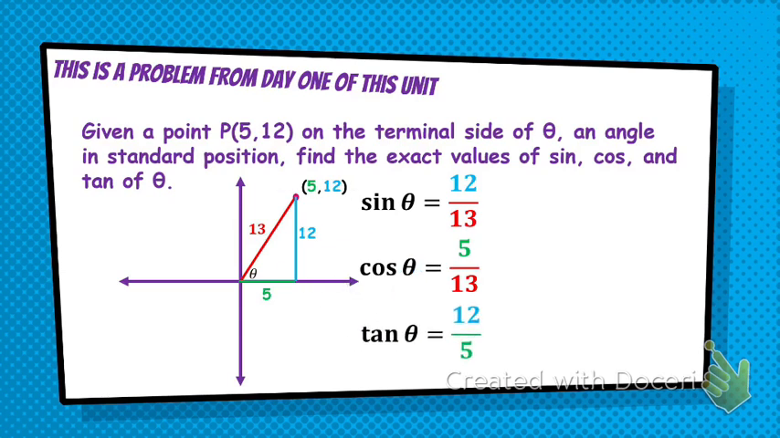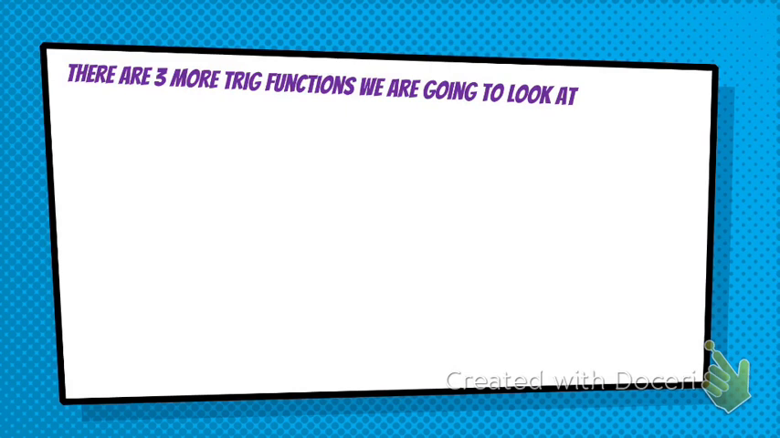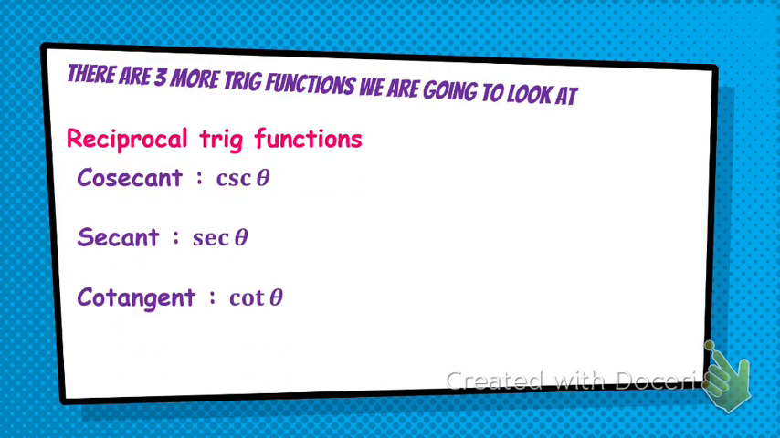adjacent, like this. So there are three more trig functions that we're going to look at, and those are called cosecant, secant, and cotangent. You guys have probably heard these before. These are reciprocal trig functions to the ones that we've already looked at. Cosecant is always going to go with sine. Secant goes with cosine, and cotangent goes with tangent.